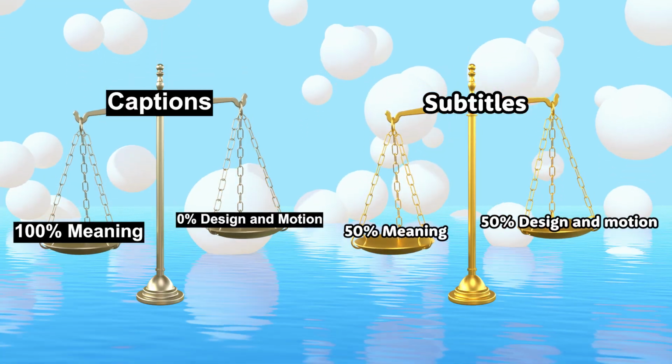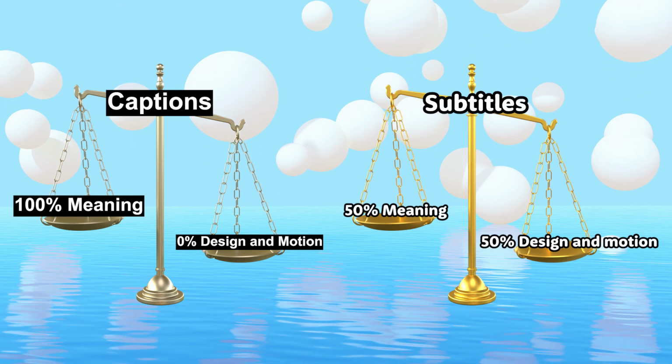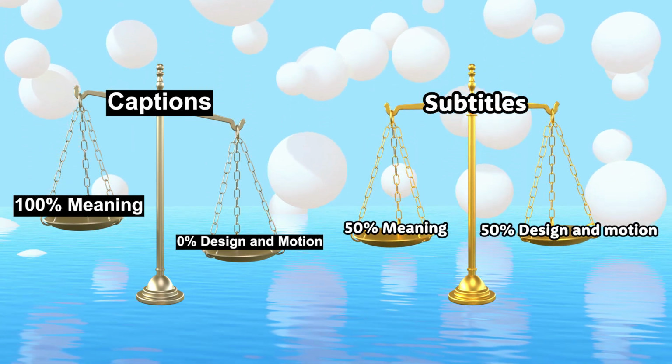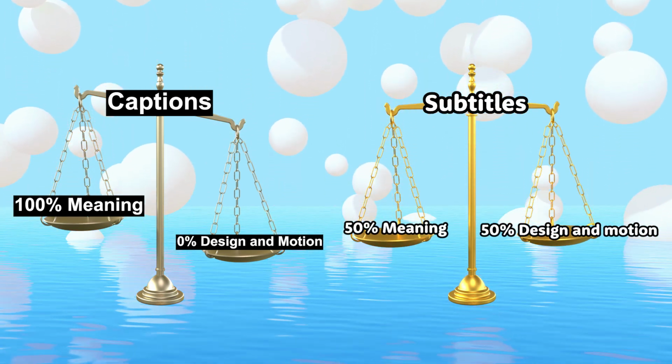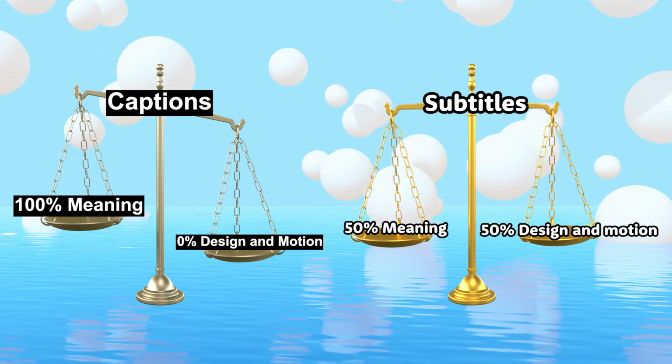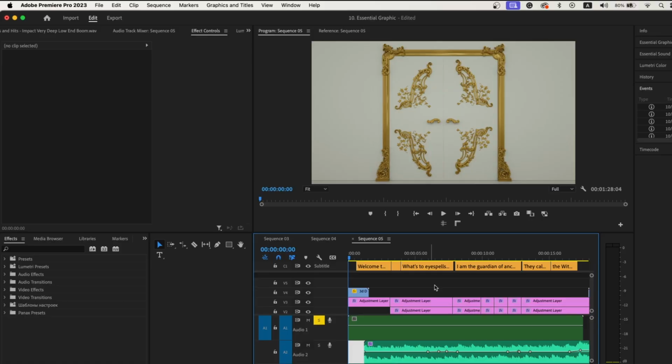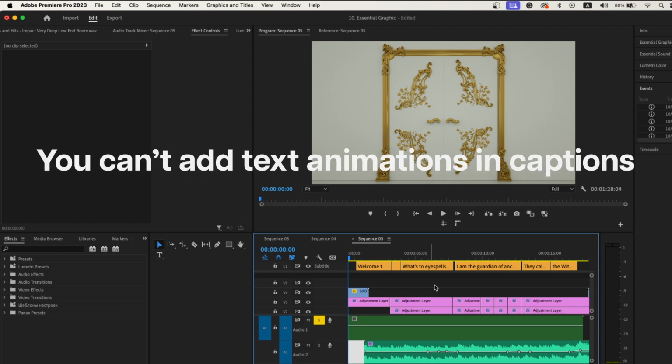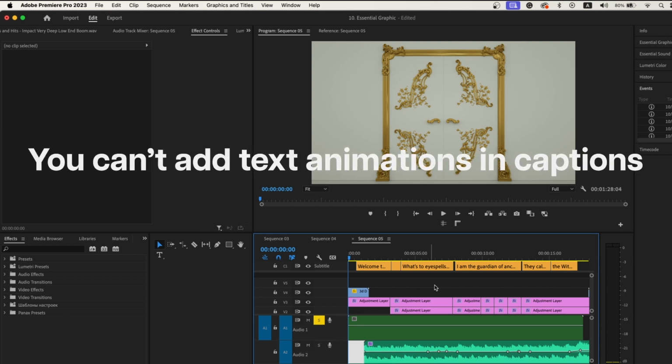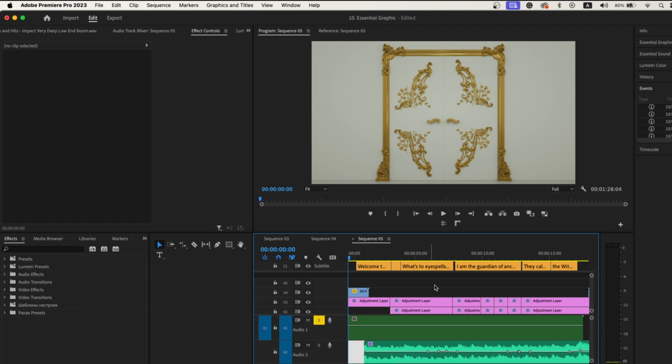If captions are 100% about delivering meaning, then subtitles pay more attention to conveying 50% meaning and 50% design and motion. Most importantly, captions do have certain limitations. The main one is that you cannot add text animation to them. That's why many YouTubers transform captions into subtitles with a graphical format.